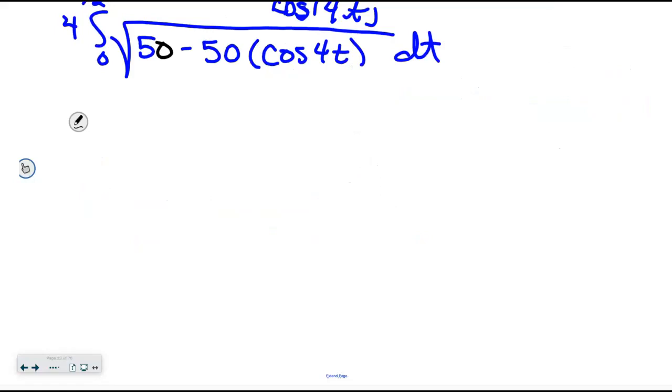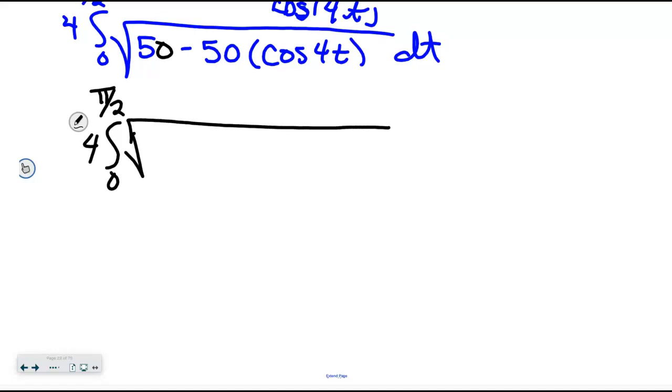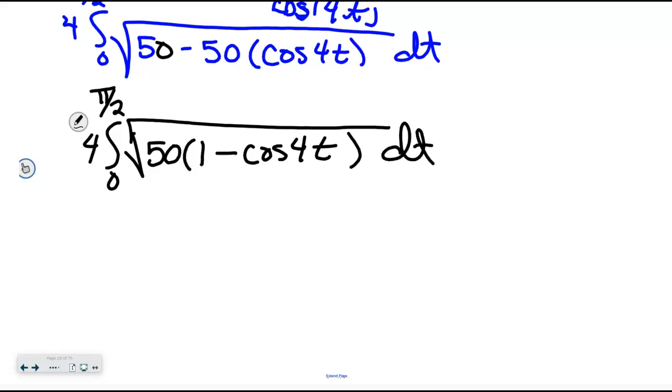Next step. What do you think I might want to do with that 50? Let's factor it out. Yeah, so let's go ahead and make it from 0 to pi over 2. Again, I'm just kind of winging this here, but I think I'm going to take that 50 out. And then I think I'm going to make it 1. There's my 50. Minus cosine of 4t. Are you good with that move right there?